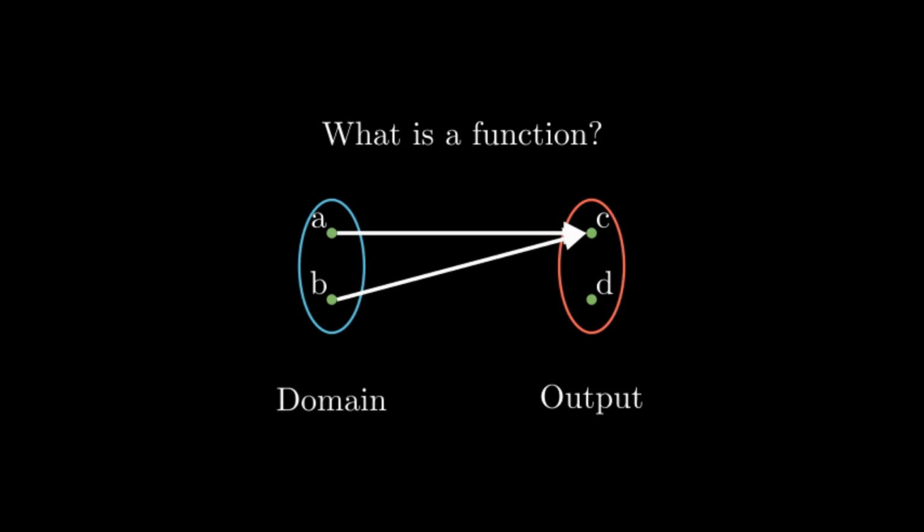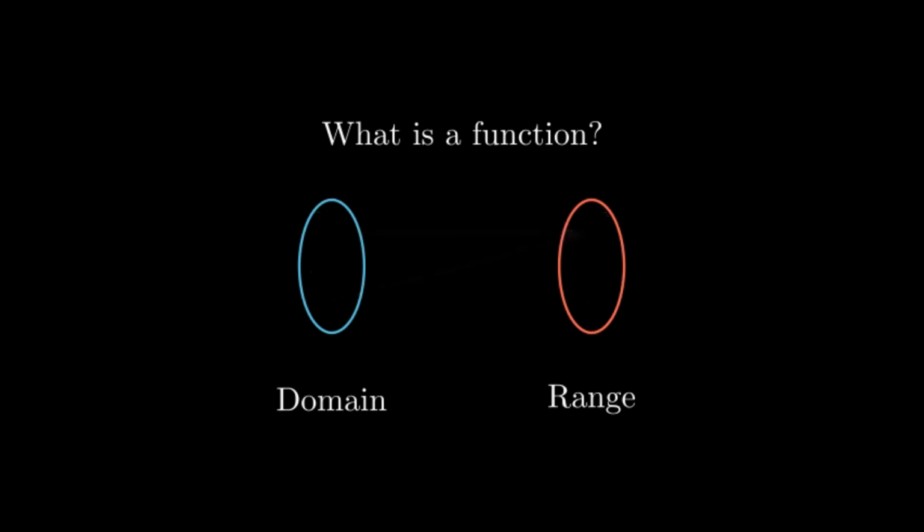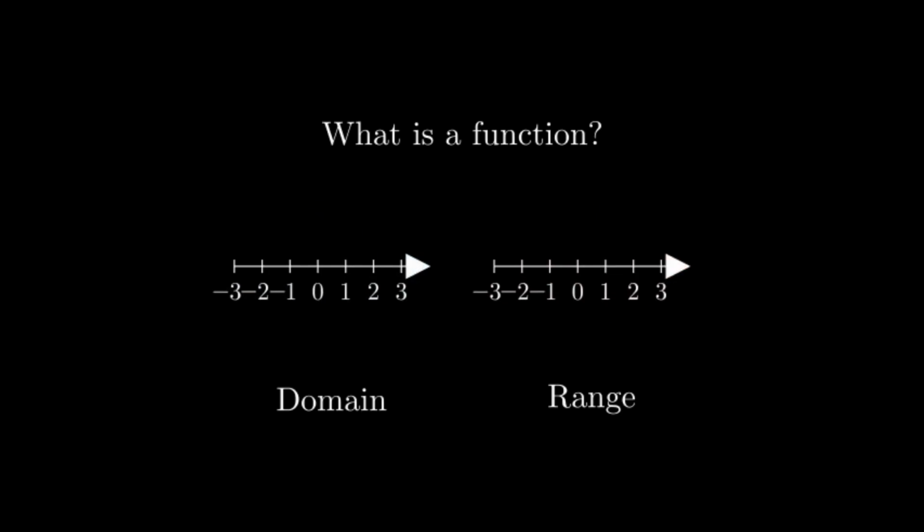The set of inputs is known as the domain of the function. The set of outputs is known as the range of the function. In this course we focus on functions with graphs. This is where our domain and range are based off number lines.